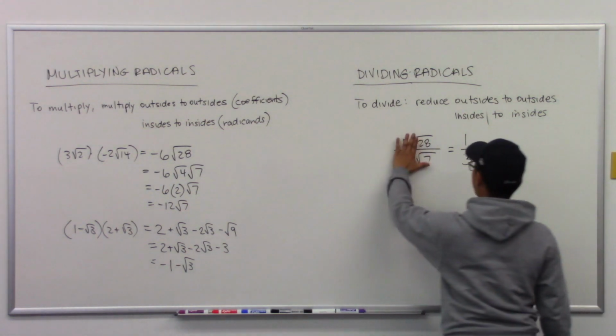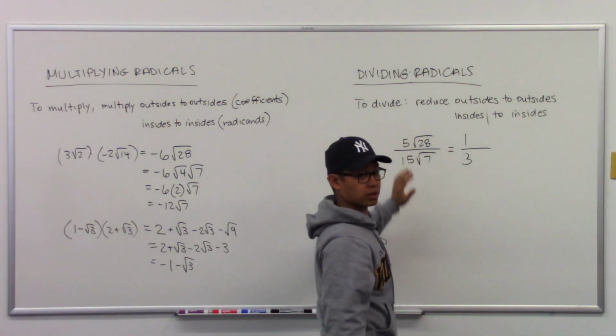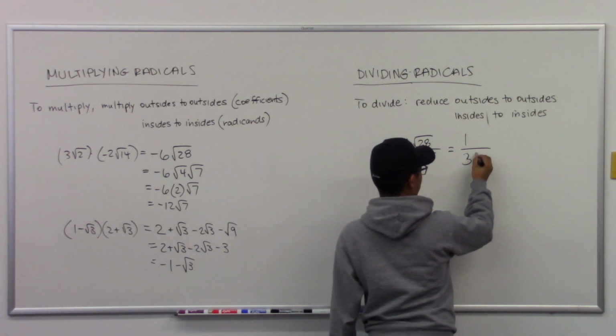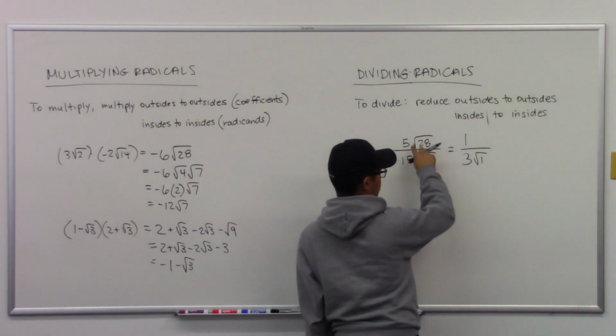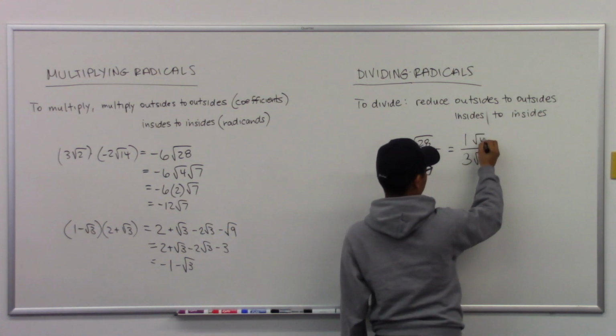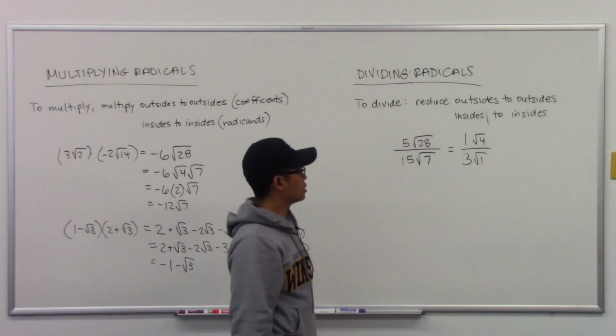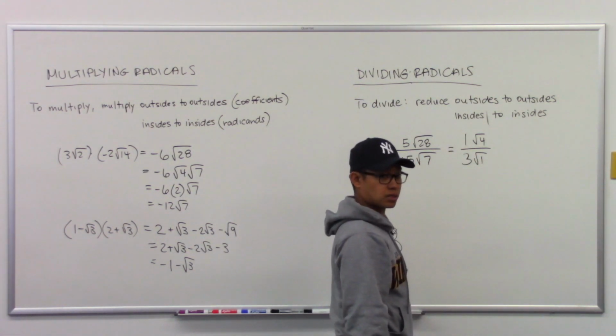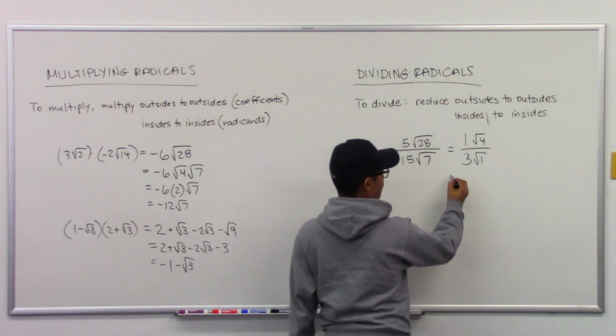If you have 28 and 7, those reduce both by 7. So you can divide root 7 divided by root 7. Root 28 divided by root 7 is root 4. So you reduce the outsides to outsides, and then you reduce the insides to insides. And then simplify if you can.